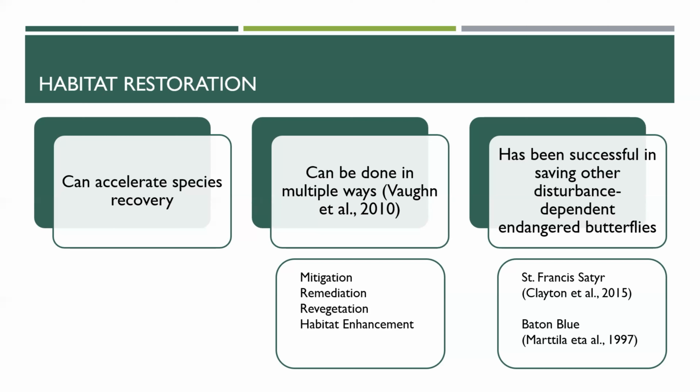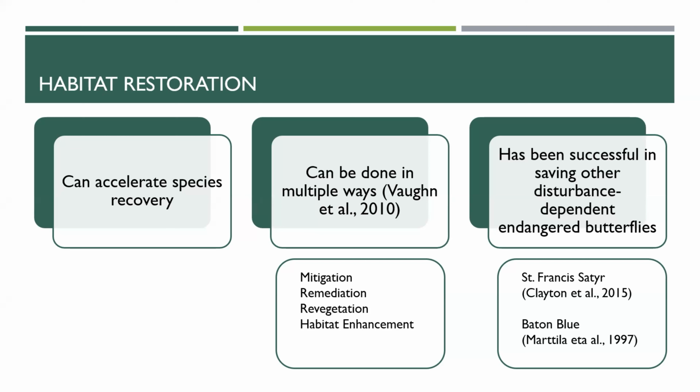The most popular methods being mitigation, the legally mandated effort to remedy the loss of a species or ecosystem; remediation, which is the improvement or creation of an ecosystem that has been disturbed; revegetation is to reestablish lost vegetation at a site or increasing site suitability with habitat enhancement.